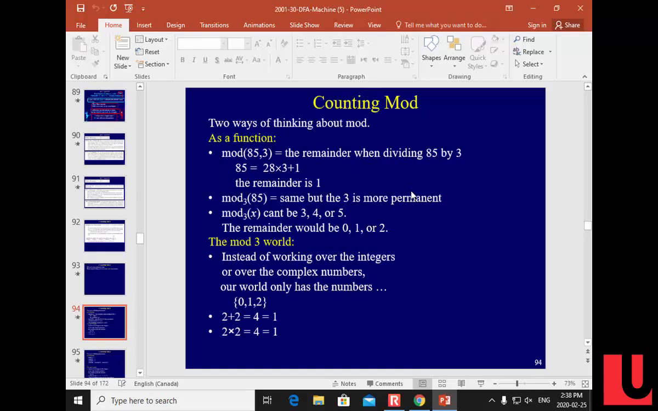And how do I count? 0, 1, 2, 0, 1, 2, 0, 1, 2, right? That's how I count. And how do I do math? 2 plus 2 is 4, but I've never heard of 4. So it quickly goes back to a 1, right? 2 times 2 is 4, which also goes to 1, right? Does that make sense? We're doing all our math in this world.